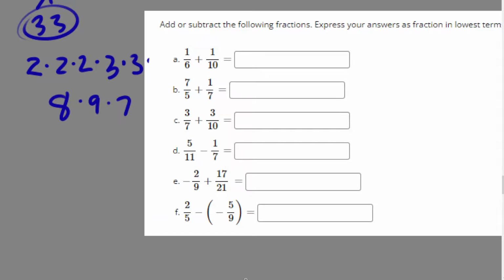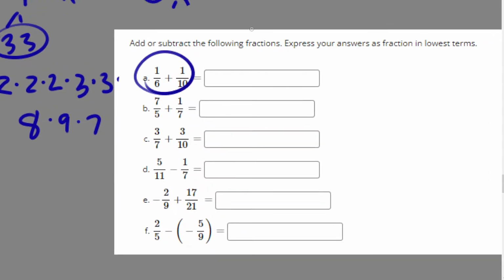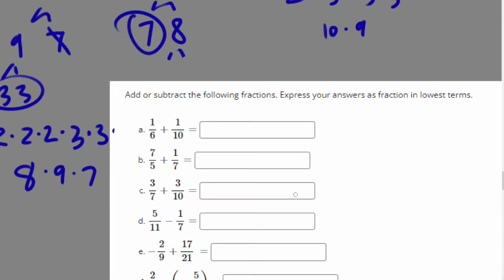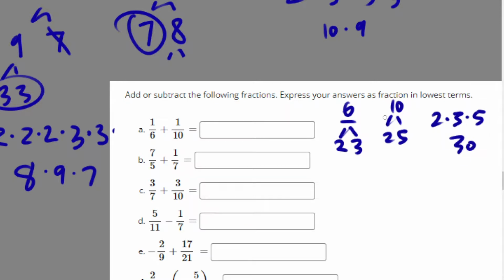Add or subtract the following fractions. Express your answers as fractions in the lowest terms. The reason why we just did that common multiple stuff is because we need common denominators here, and that's the technique that will help us. So 6, which is 2 and 3, and we have 10, which is 2 and 5, so we have 2 times 3 times 5 as our lowest common multiple, which looks like it will be 30. So 30 is our common denominator.